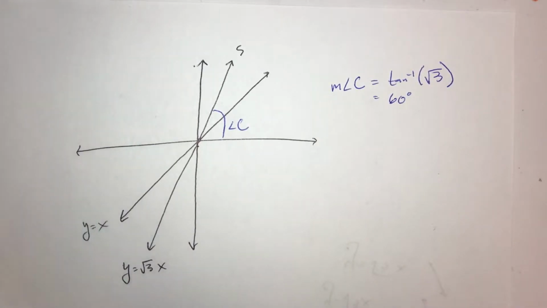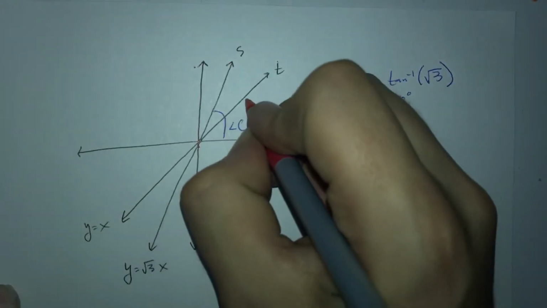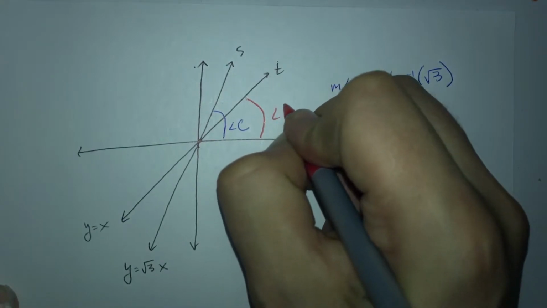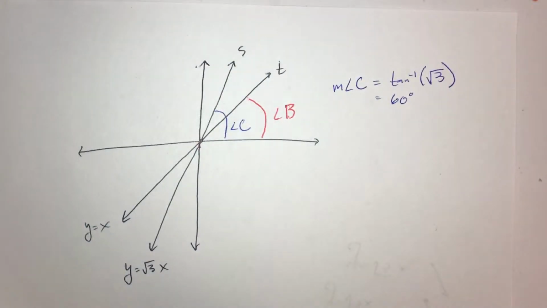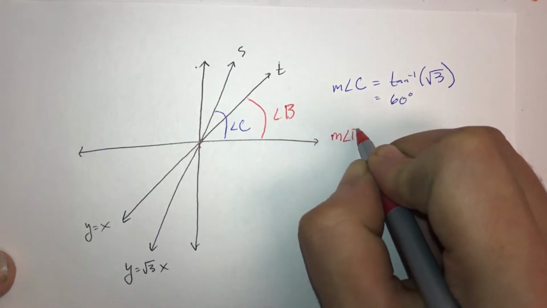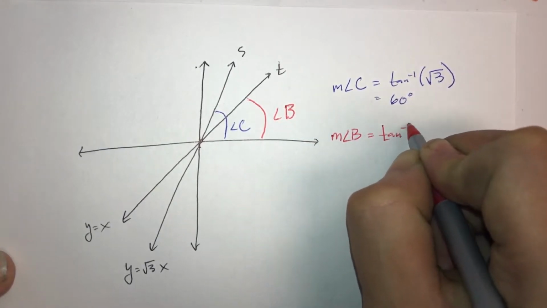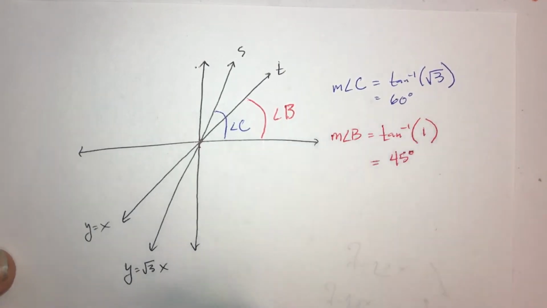Then part B, label the angle between the horizontal axis and line T as B. So here is angle B. Sorry, I just lost my lights. Okay, and then do the same thing. Use the formula that we've been using to find the angle. The measure of angle B is tangent inverse of the slope, which is 1. We already know that's 45 degrees.